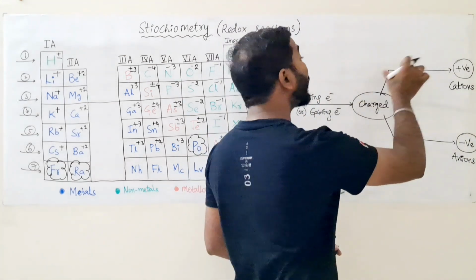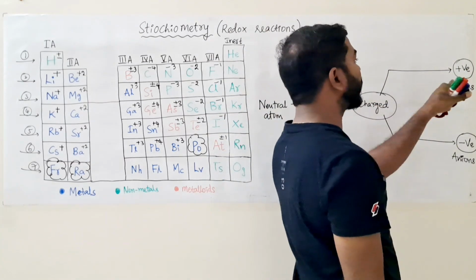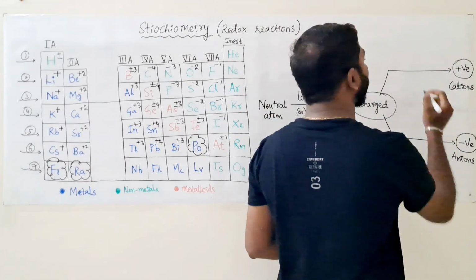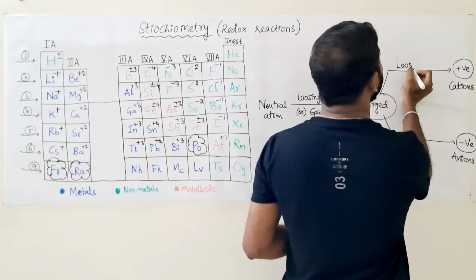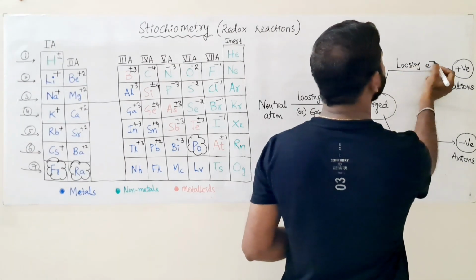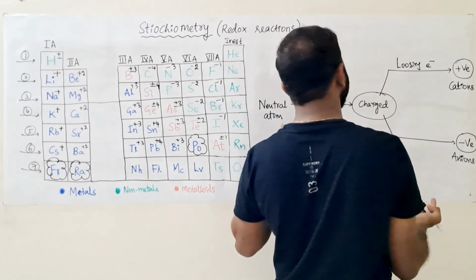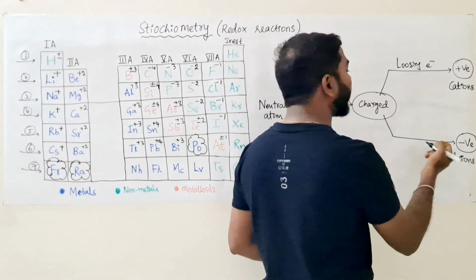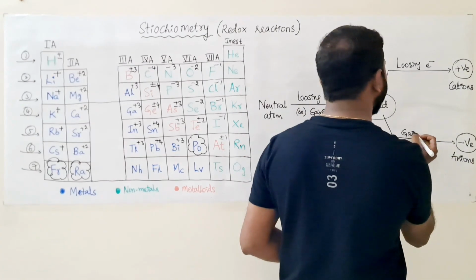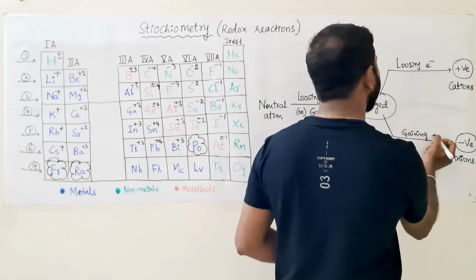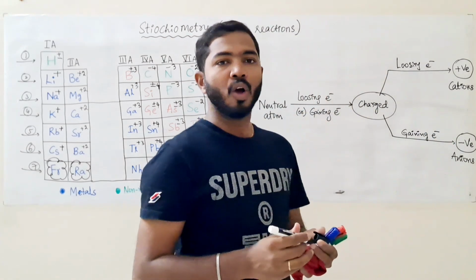And now, when do we expect the neutral atom to become a cation? That is by losing electrons. And when do we expect this neutral atom to get a negative charge? That is by gaining electrons. Gaining electrons. Yes. Hope you understood.